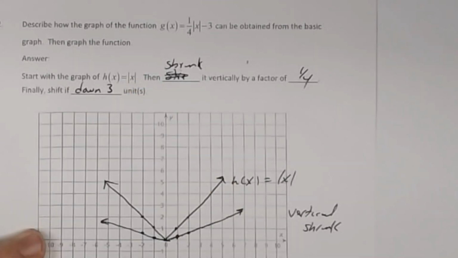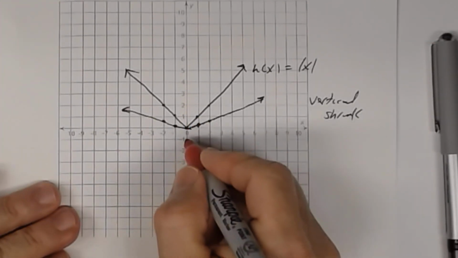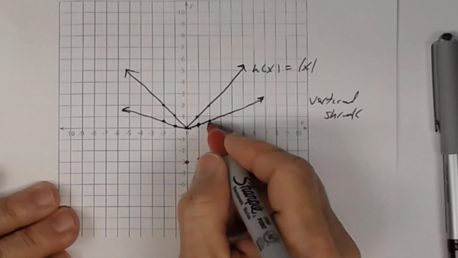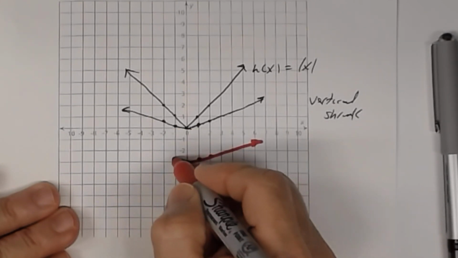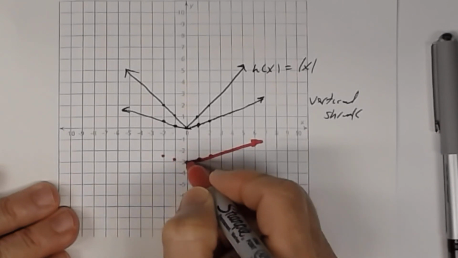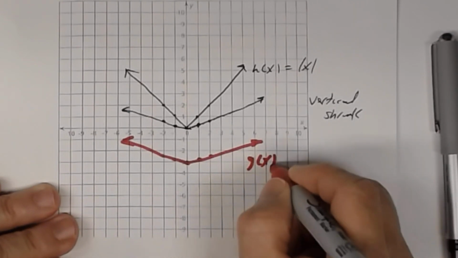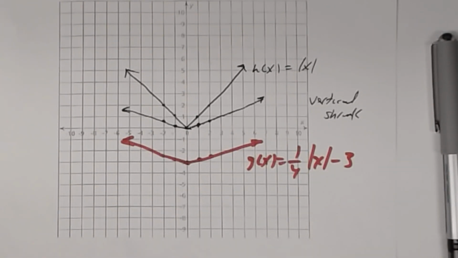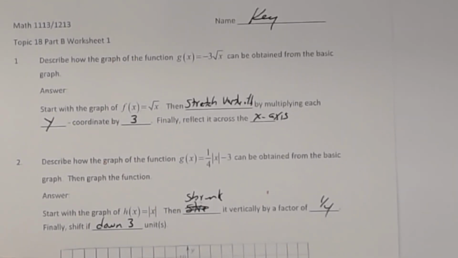Down 3 units. So I'm going to take all these points here. I'm going to go down 3 units. 1, 2, 3, which is about right here. 1, 2, 3. That's this. Same thing here. 1, 2, 3. And then 1, 2, 3. So this right here is g of x, which equals 1/4 absolute value of x minus 3. All right. So that is the key to topic 18, part B.